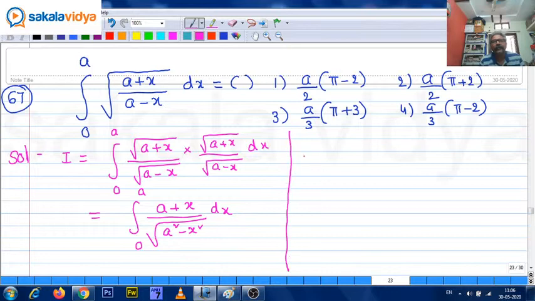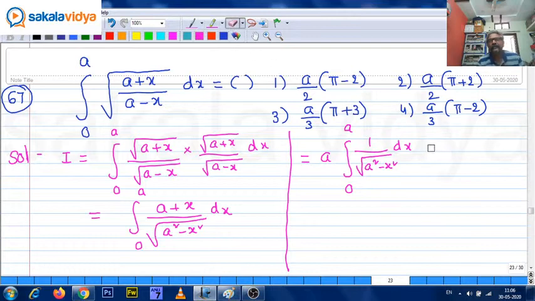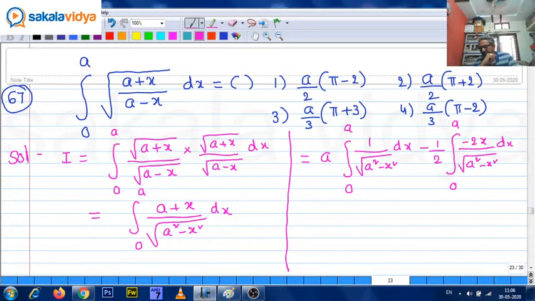Separate the integrals now. a common, integral 0 to a of 1 by root of (a square minus x square) dx, and plus, the derivative of a square minus x square is actually minus 2x. So we can write directly this one like this without making its identity: minus 1 by 2, integral 0 to a of minus 2x upon root of (a square minus x square) dx. Can we write like this? You check it. Any difference? 2 gets cancelled, minus into minus is plus only.